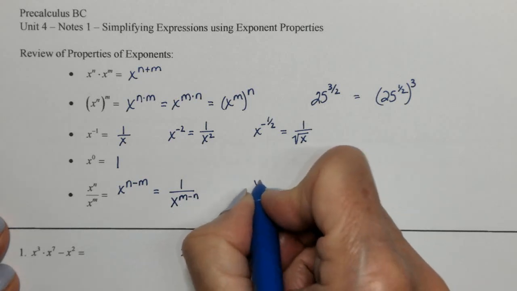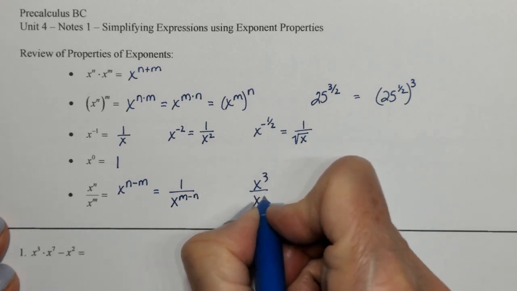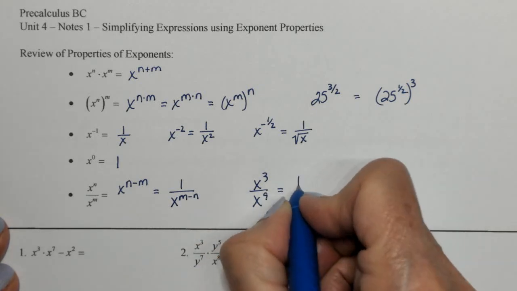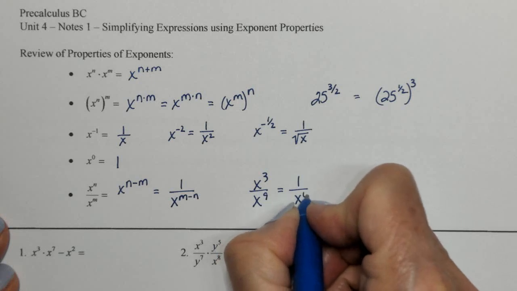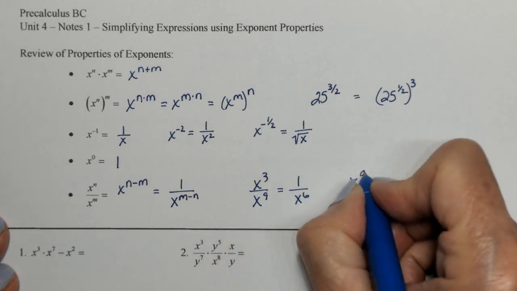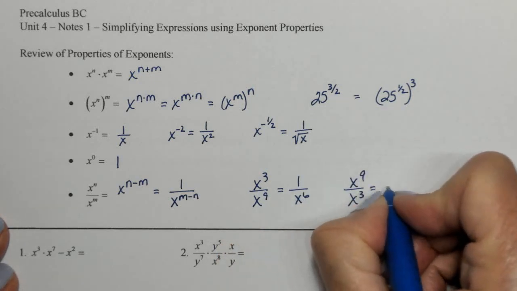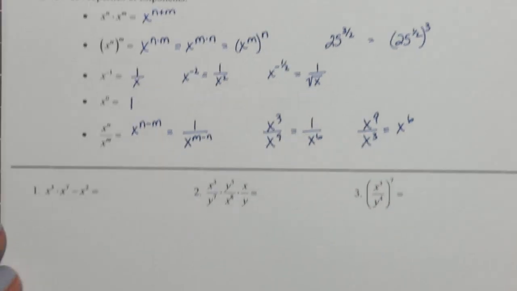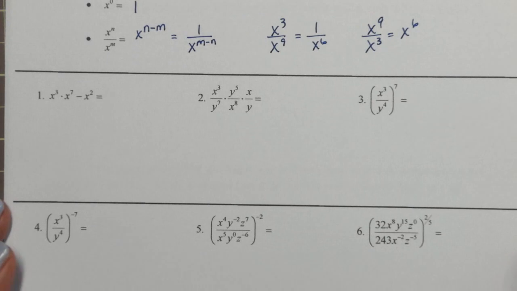So if you have x cubed over x to the 9th, since 9 is bigger than 3, I would write that as 1 over x to the 6th. But if I had it the other way around, I would write that just as x to the 6th. Okay, let's take a look at some examples.